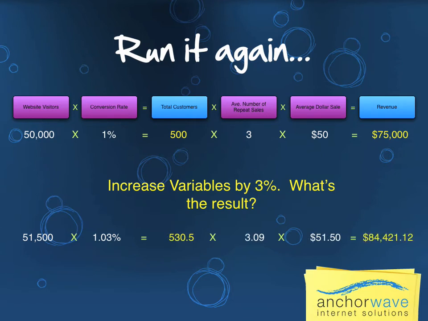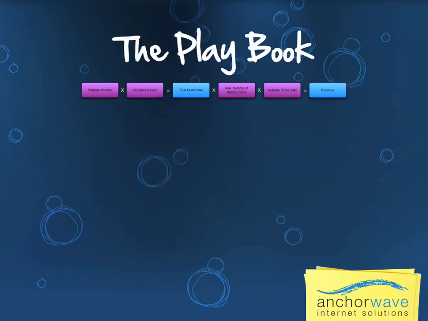So we go from $75,000 in revenue to a little over $84,000 in revenue. So this is actually a 12.5% increase for a 3% increase in each of those areas. So really what happens now is we are going to want to focus on how do we increase the website visitors, the conversion rate, the average number of repeat sales, and the average dollar sale, because those are the things we can actually control. So let's now take a look at the playbook.